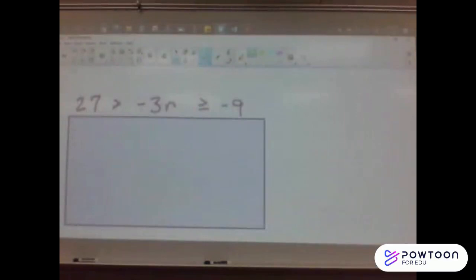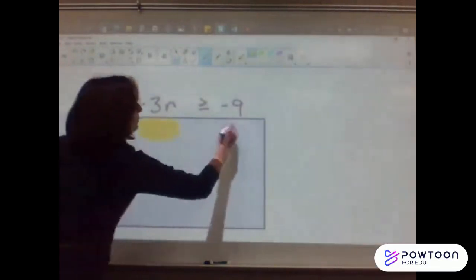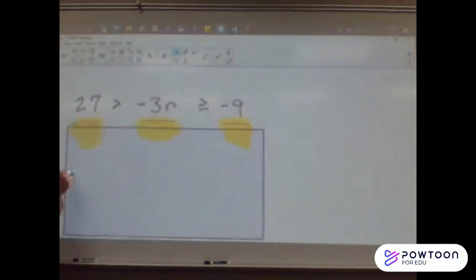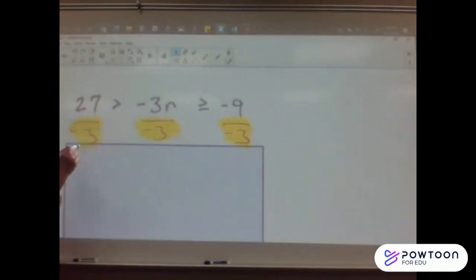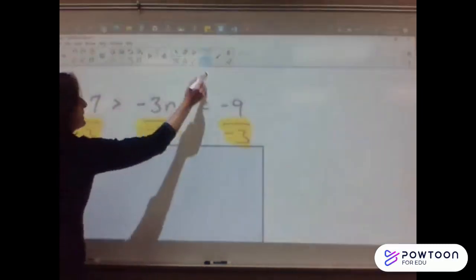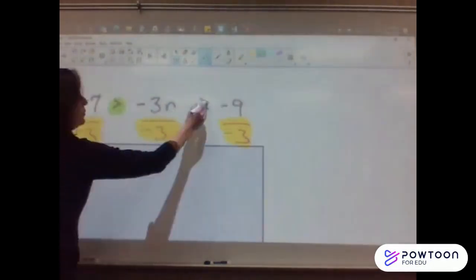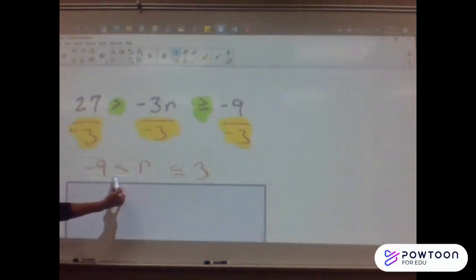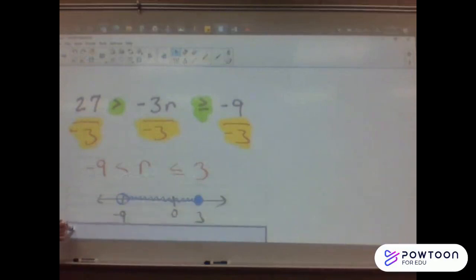Okay, to solve this inequality, once again, we're going to be dividing by -3, but we have to divide by -3 in the middle, the right side, and the left side. Now, also, since our inverse operation is to divide by a negative, we have to flip these inequality signs. These two signs are going to switch. So we have r is greater than -9 and less than or equal to 3. So that's a closed dot on 3, an open dot on -9, and we shade the area in the middle.